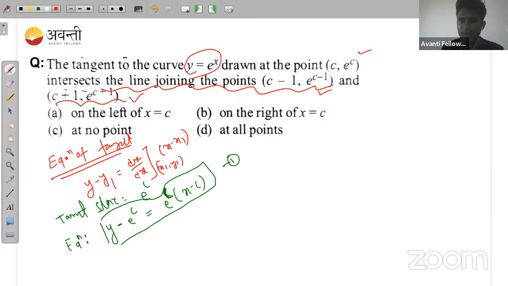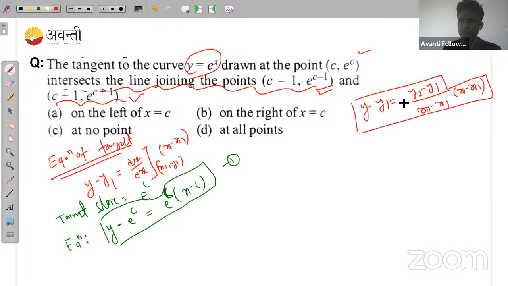Equation of line joining two point क्या होता है? Y minus y1 is equal to y2 minus y1 by x2 minus x1 into x minus x1. है ना? Equation of line passing through 2 point x1 y1 and x2 y2. So how will find this? How you will be finding this? Find it now.